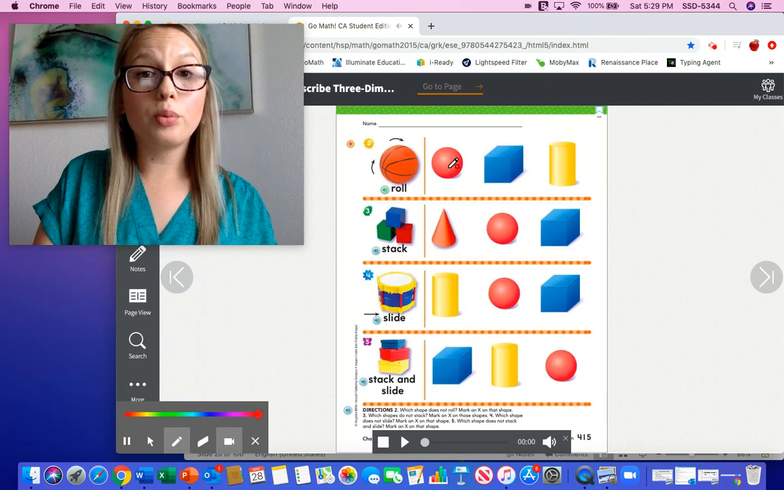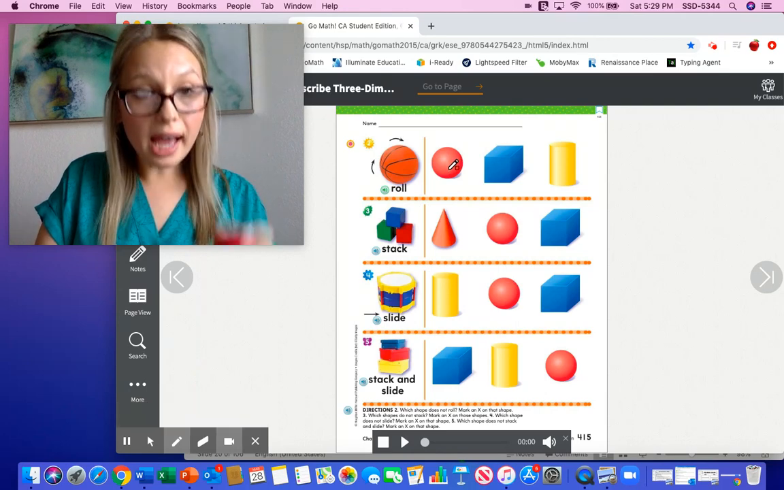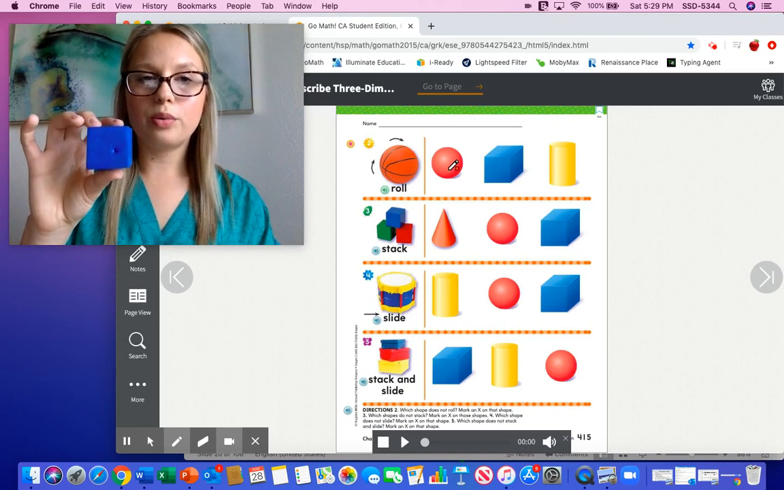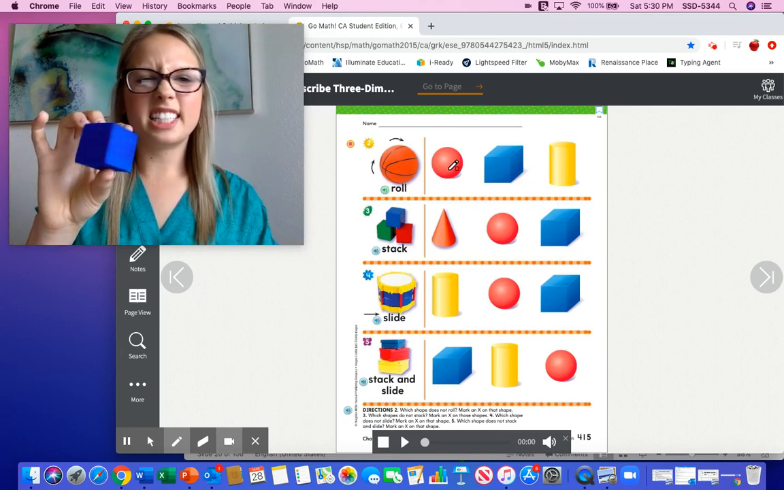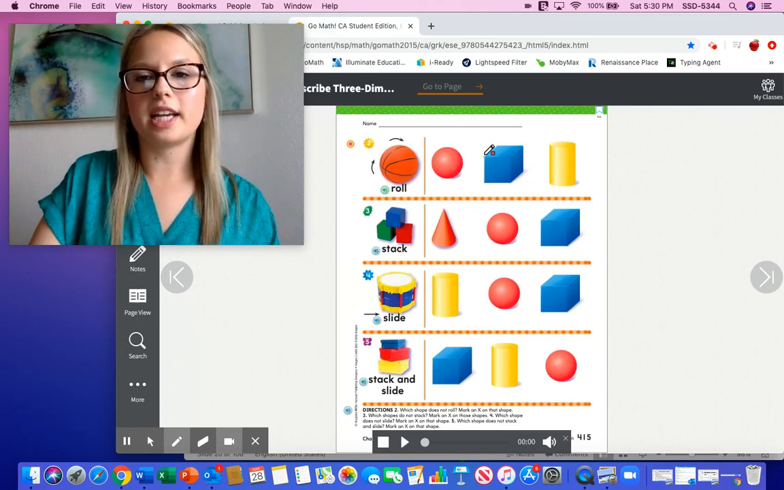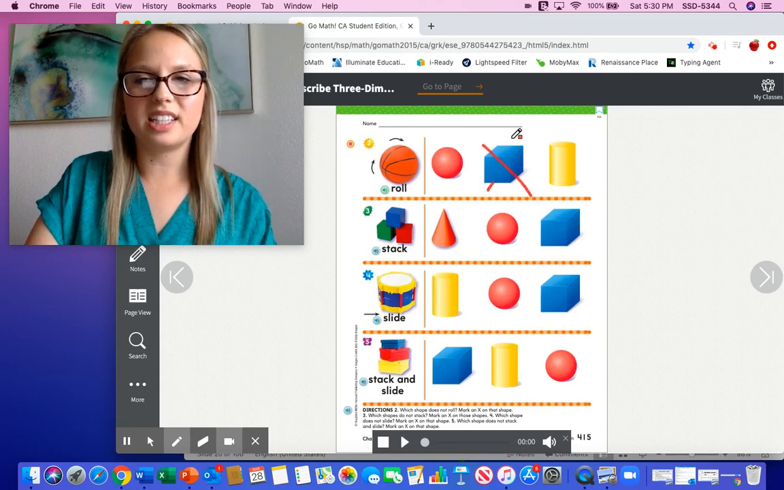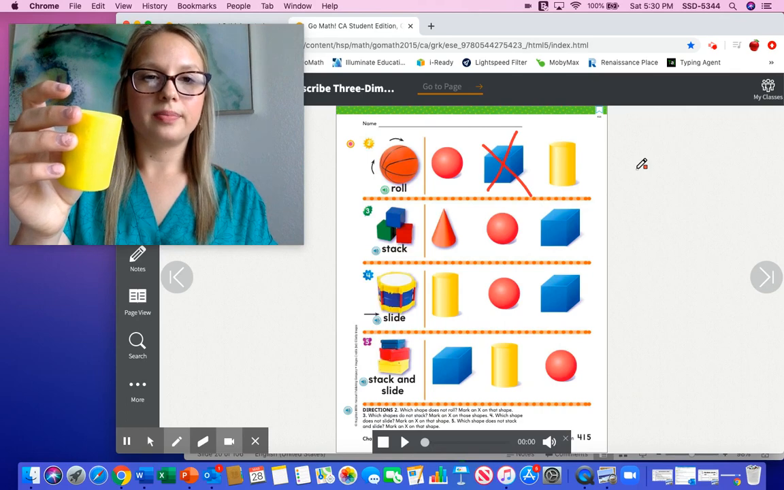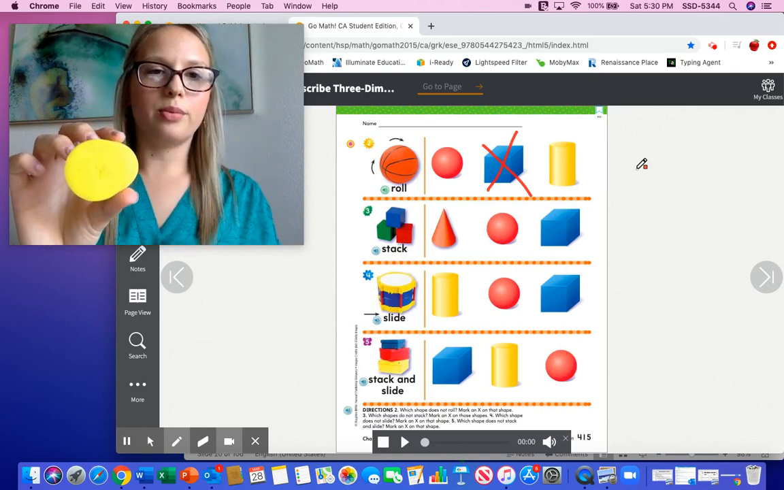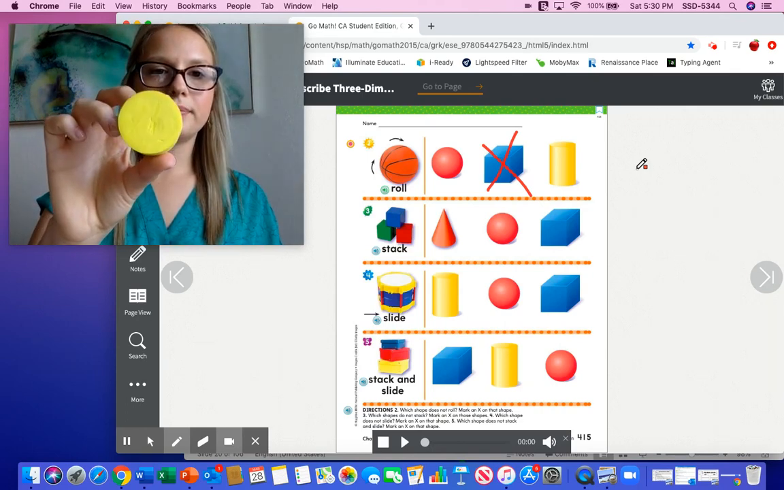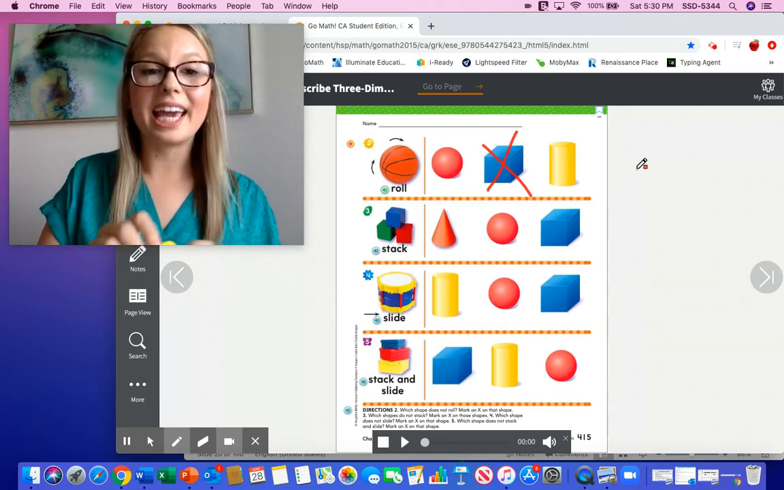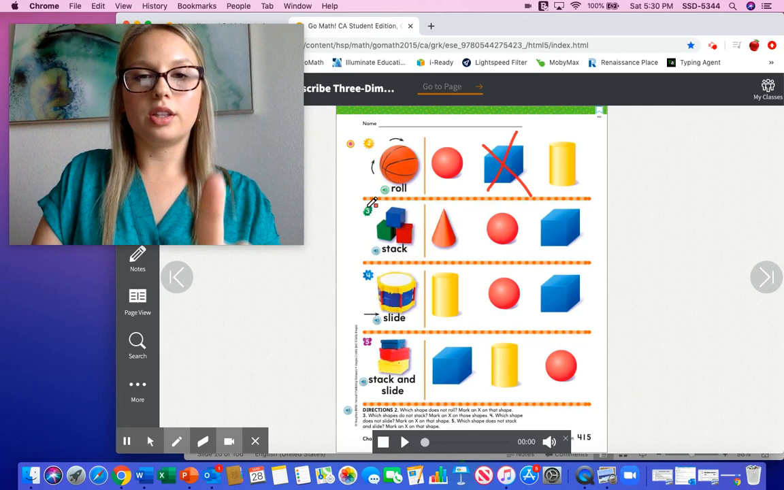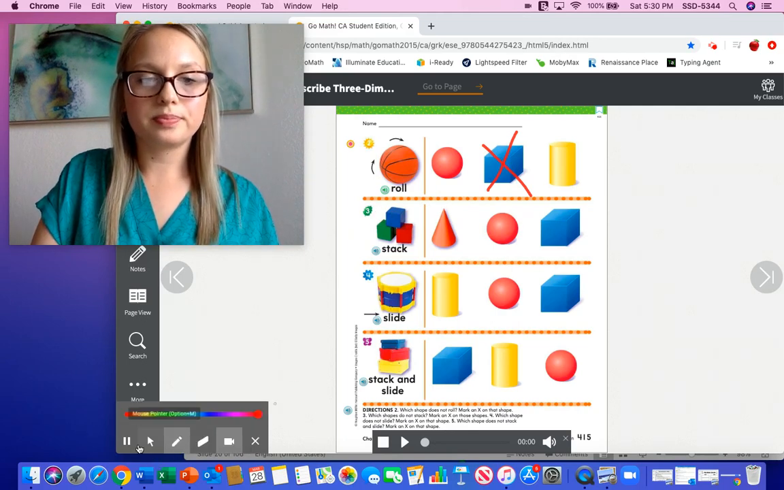Can a ball roll? Yeah, right? This ball can roll. Can this cube roll? No, because it doesn't have any round or curved sides, so put a big X. Nope, doesn't work. What about this cylinder? Does it have a round or curved side? Yeah, so it can roll. Very good. Go ahead and take your finger, put it on the green leaf, number 3.